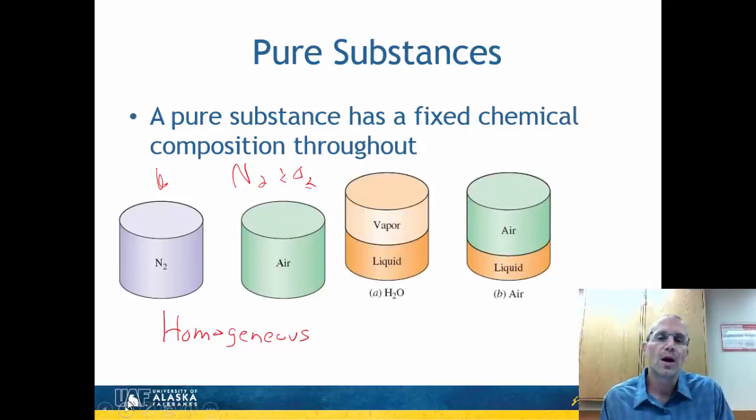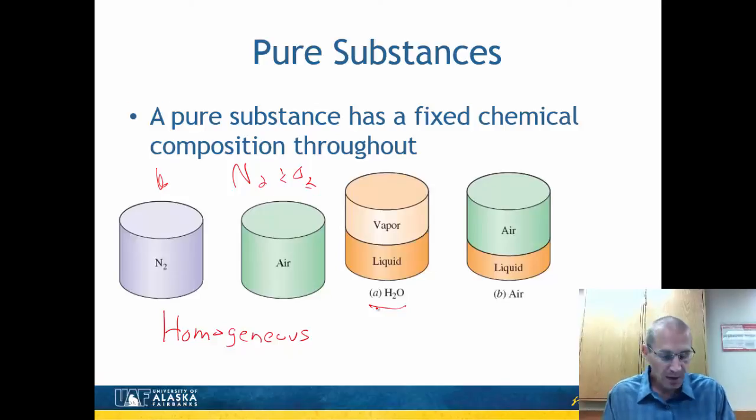Now, here's a couple other examples. First, we show water, which is a single component, but we've got it in both the liquid phase and the vapor phase. Now, this is also a pure substance because everywhere we look, we see water. Although it is more dense in the liquid than it is in the vapor, the identity is still the same.